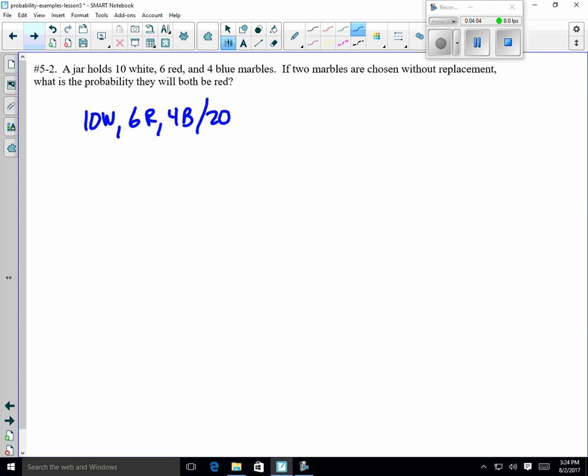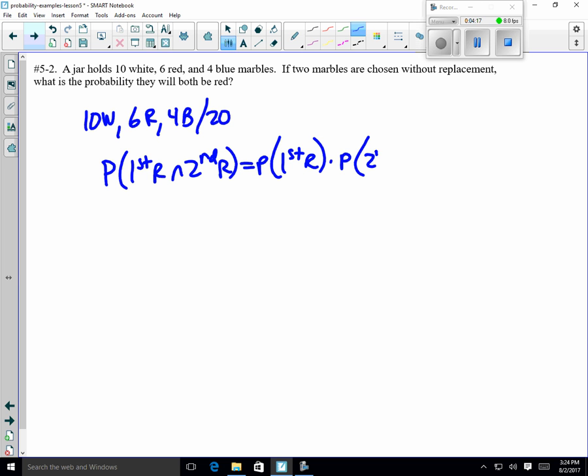That's 20. So the probability that the first is red and the second is red is going to be the probability that the first is red times the probability that the second is red given that the first is red. Okay, and the probability that the first is red, just like in the last problem, is there's 20 possible marbles. 6 of them are red, so 6 out of 20. And then we have to consider the second one, which is the probability that the second one is red given that the first one was red.